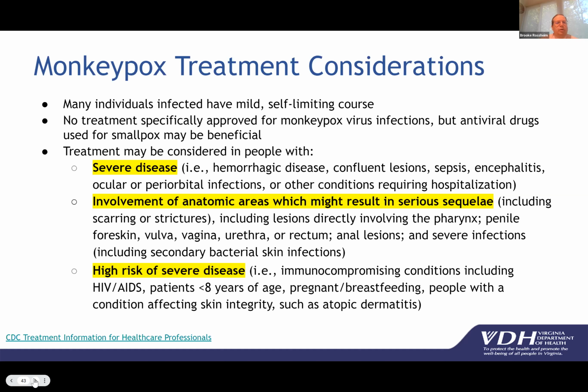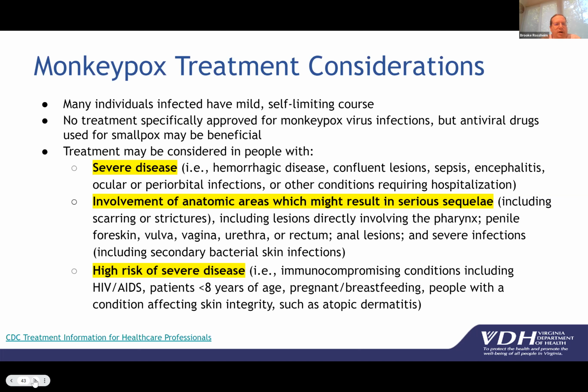People who you would consider for treatment would really be in one of three categories. The first would be people who have severe disease. They have hemorrhagic disease. They have lesions that are so large that they are becoming confluent. People that have monkeypox that's affecting other organs so that they're septic. They have encephalitis. They have ocular monkeypox, or other conditions where they need hospitalization because they have a level of illness that requires it.